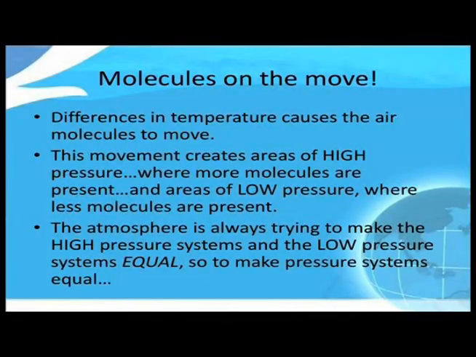Well, let's talk about the molecules involved in low and high pressures. The differences in temperature across an area cause the molecules to move. And this movement creates areas of high pressure where more molecules are present and areas of low pressure where there are fewer molecules. So the atmosphere is always trying to make things equal between the low pressure and the high pressure. To do that, the air flows between pressure systems.